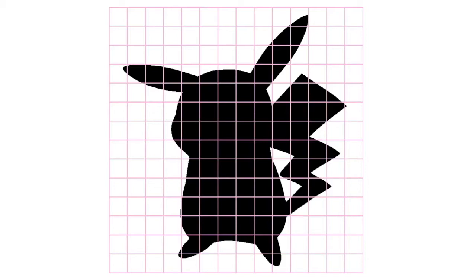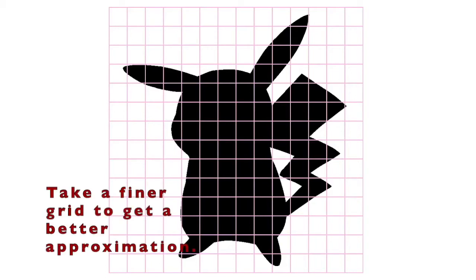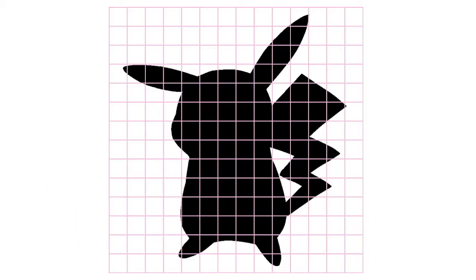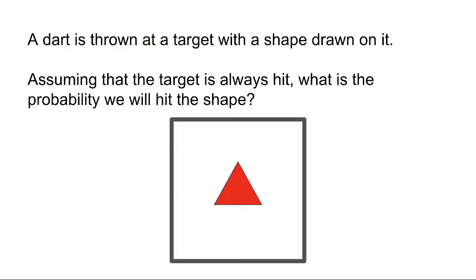If you want a better approximation, all you have to do is take a finer grid, smaller squares, add up the number of squares that are contained inside the shape, and then you get a better approximation. Now, we're not going to be talking about this kind of approximation of area. We're going to look at a different way to approximate the area, and this way uses probability.